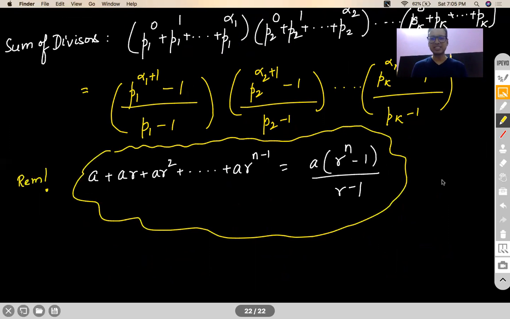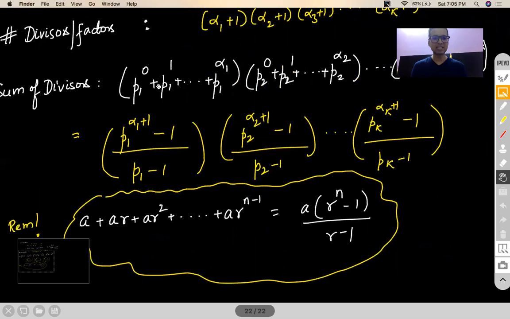Right? As you can see, a here is 1, r is p1, and it goes all the way till alpha plus 1 terms. Remember, it is alpha 1 plus 1 terms. So n will become alpha 1 plus 1. So a is 1, r is p1. Okay, that's how we got this formula. Now it is understood. Roughly, you should know how these formulas work.